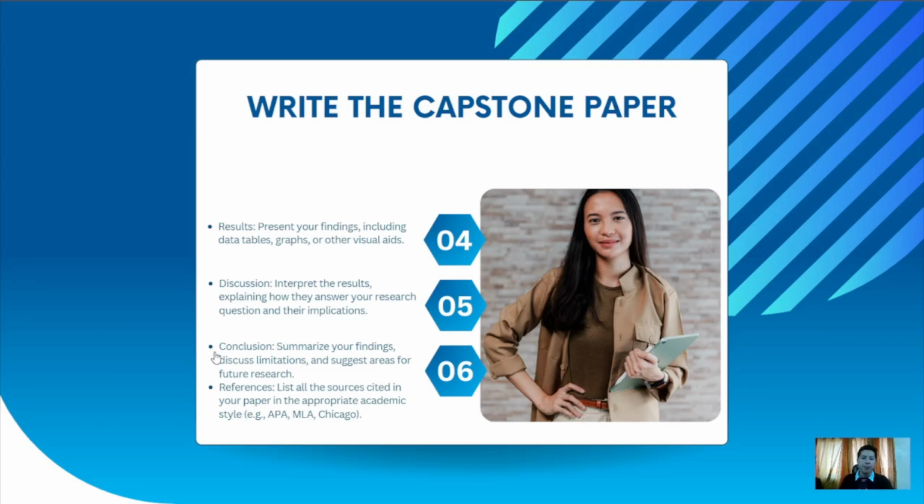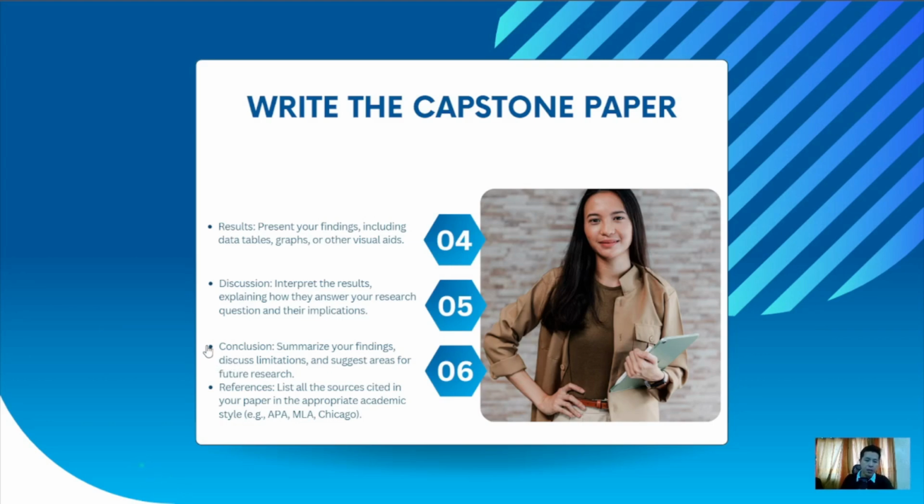And then you have the discussion. You interpret the results by explaining how they answer your research question and their specific implication to the field, to the profession, to the academe, to the future researchers. And then formulate conclusions based on your findings. Now, discuss the limitations, and then suggest areas for future research.